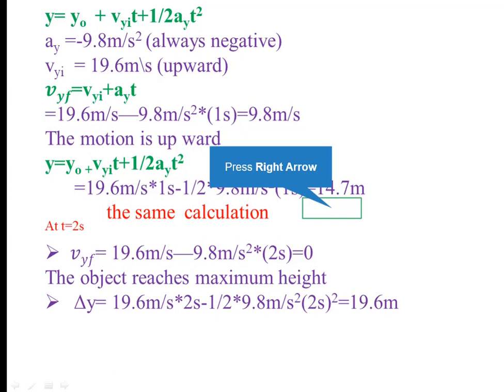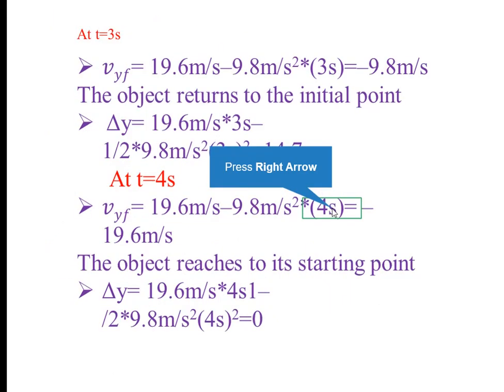because the velocity is positive, and the displacement at 1 second equals the initial displacement plus initial velocity times t plus half a_y t squared. The initial displacement is 0, the initial velocity is 19.6 meters per second, and the time is 1 second, minus 1 over 2 times 9.8 meters per second squared times 1 second squared, it gives 14.7 meters. The remaining is the same calculation for 2 seconds, 3 seconds and 4 seconds. We are going to get the results.